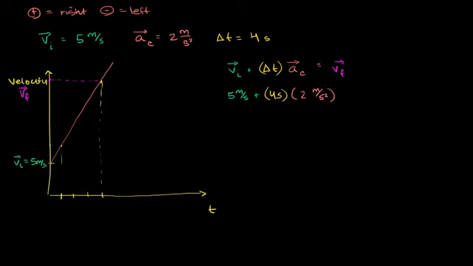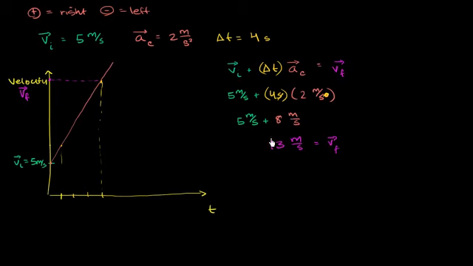And what is this going to be equal to? You have seconds canceling out with one of the seconds down here. So we have 5 meters per second plus 4 times 2, which is 8. This second's gone. We're just left with meters per second. 8 meters per second. Or this is the same thing as 13 meters per second, which is going to be our final velocity. And I want to take a pause here, and you can pause and think about it yourself.